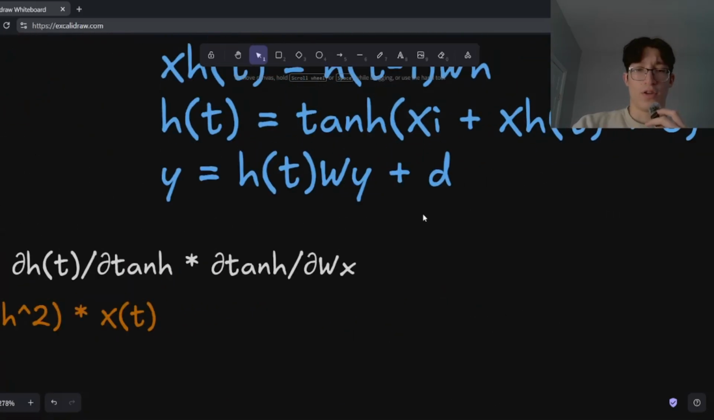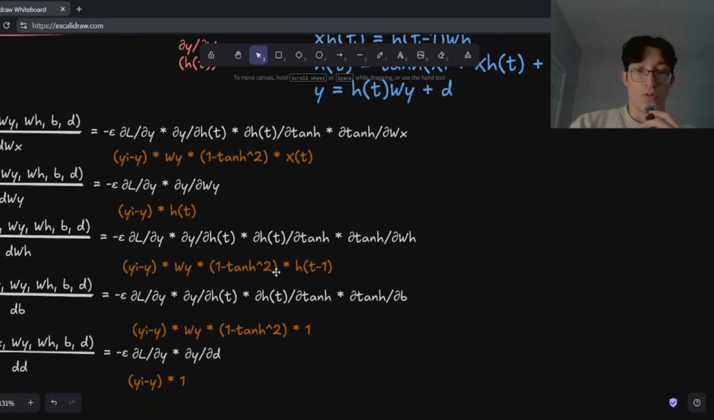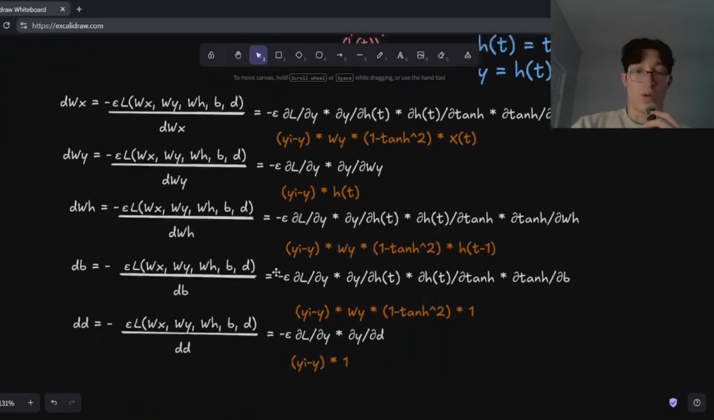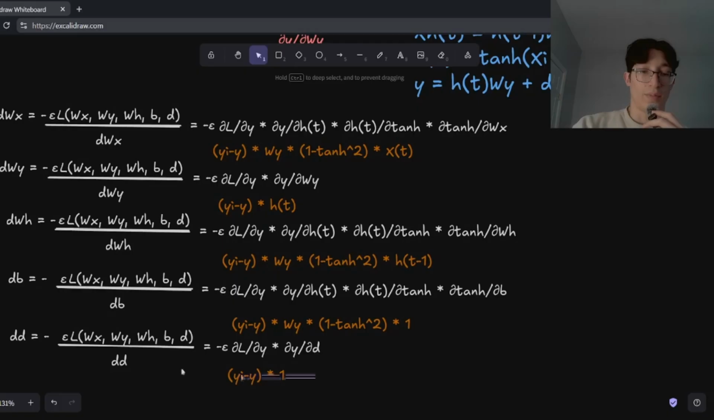And if we take a look here, y is equal to ht times Wy plus d, where this is the bias. And if we take the derivative of this with respect to d, it's going to be 1, right? And so this plays a lot of importance when actually calculating the gradients in code, because something like this we can calculate very easily since we already have access to this, and something like the partial of the output weights, we can also calculate very easily since we already have access to the hidden state from the forward pass.